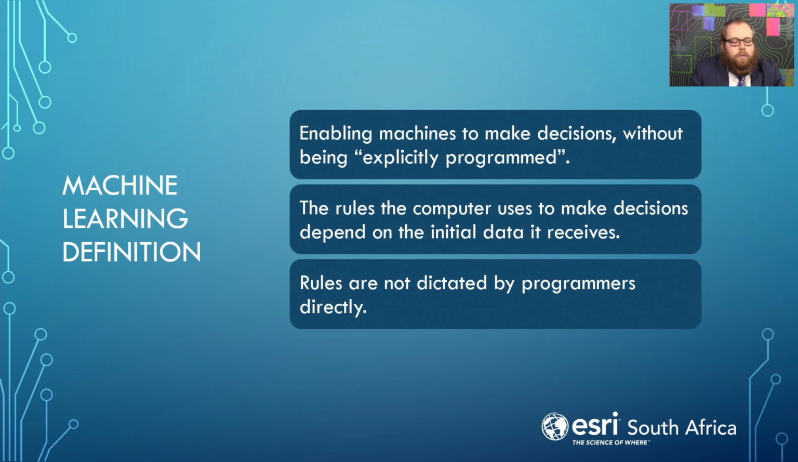Let's define machine learning as well. Enabling machines to make decisions without being explicitly programmed. That's machine learning. That's a paraphrase of a quote by Arthur Samuel, who was one of the pioneers in the field. If we can enable machines to make decisions without being explicitly programmed, we're performing machine learning. And the key paradigm is that the computer is going to use rules to make decisions. Those rules depend on the initial data that it receives. The rules are not dictated explicitly by the programmer. The rules are instead gleaned from the data the computer receives. And we'll go into detail.